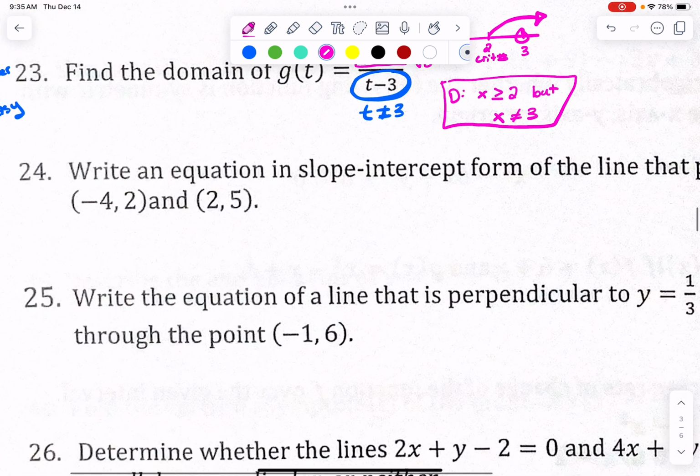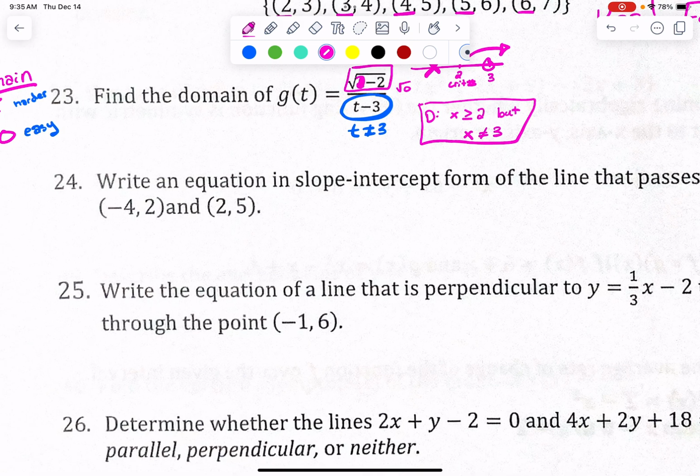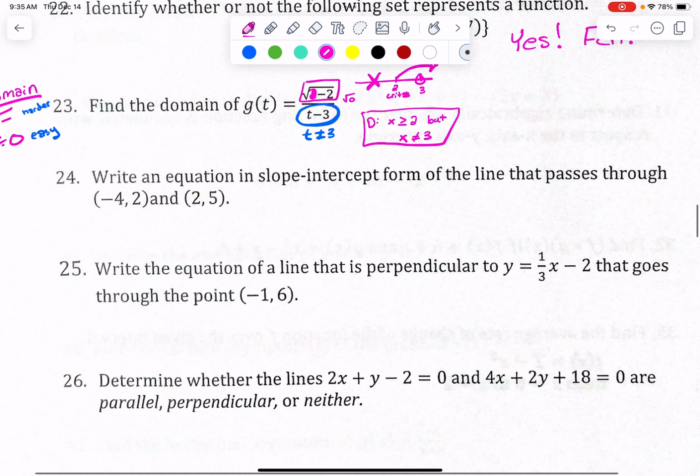Write the, oh, this is nice. Now we get to the easy stuff. Here we go. And my geometry kids are like, oh, more of this? Come on. Or maybe you're excited about that. I don't know. It's less to have to study. Write an equation in slope-intercept form, that is y = mx + b, of a line that passes through those 2 points.